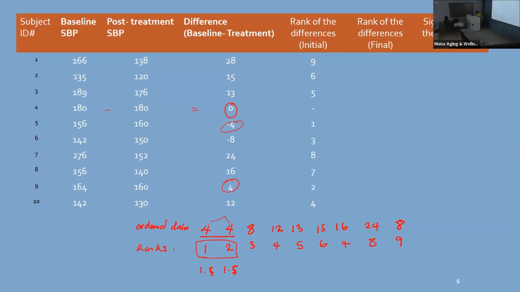All right, good. So this was the initial ranking system, but then the final system is going to be, so 28, a difference of 28 is still going to have a rank of 9. We're not going to change that. Guys, if the table on the handout is too small, I printed some larger tables that you can write on.